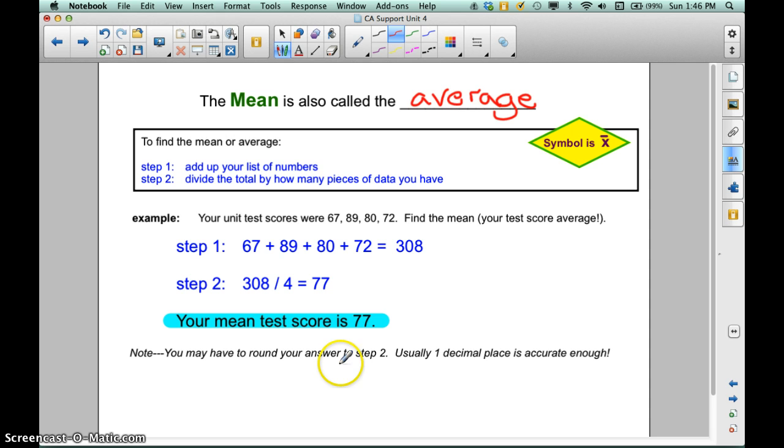Make note that you may have to round your answer in step 2. It doesn't always come out exactly evenly. If it comes out to a decimal, that's okay. You should generally give at least 1 decimal place for accuracy. There is a symbol for mean, and you'll see it now. The symbol is called X bar. It's simply an X with a short bar over the top of it.